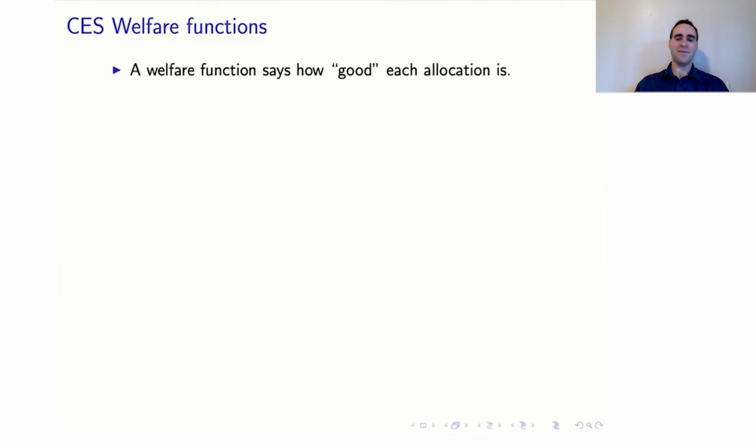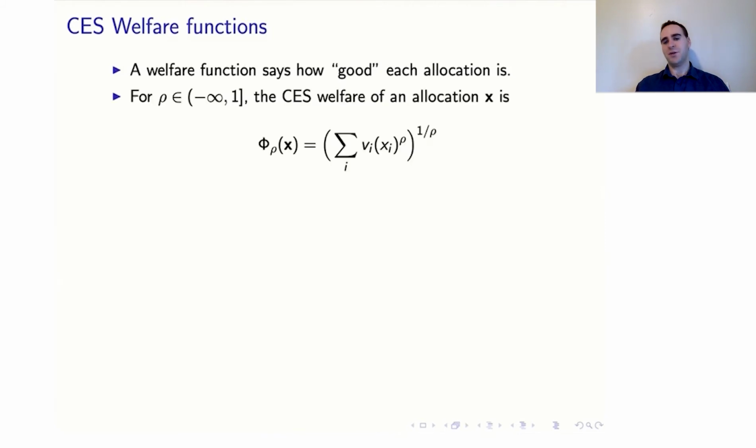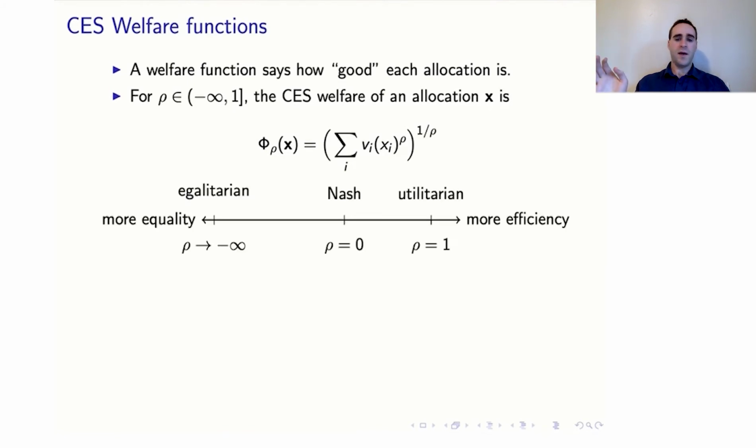Well, my favorite family of welfare functions, which also is covered in one of my other talks at this conference. A welfare function in general says how good each allocation is. And the CES welfare is defined as follows. It takes a parameter rho, and the CES welfare of a given allocation is essentially the power mean of the agents' values. I'm going to discuss CES welfare a little more in depth in the other talk. For this talk, I just want to say that this generalizes a lot of the well-known welfare functions.